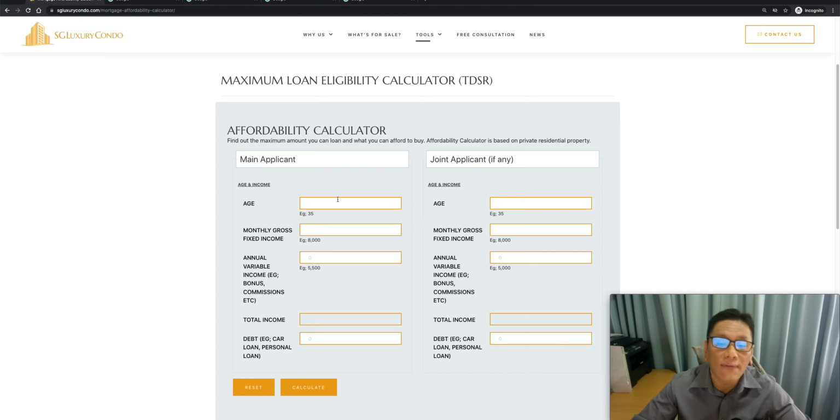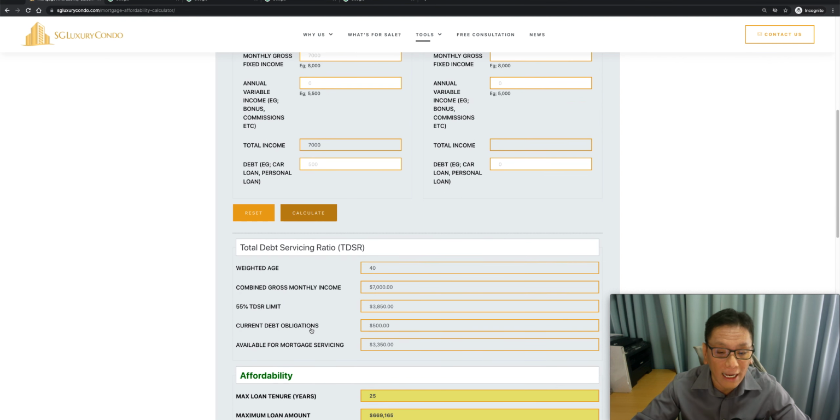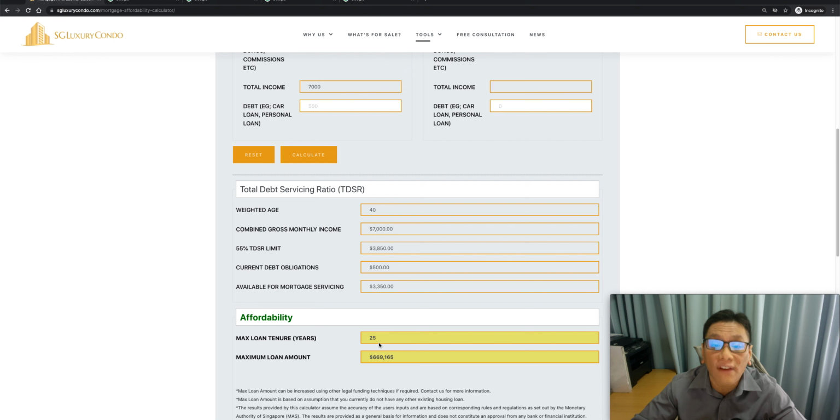So let's say we have a husband and wife, okay? Let's say the husband is age 40, we can put in a gross income of 7,000, and he does not have any annual variable income, and maybe he's financing a car loan of $500. When I click on calculate, you can see that the loan tenure you can get is 25 years and the maximum loan you can get is 669.